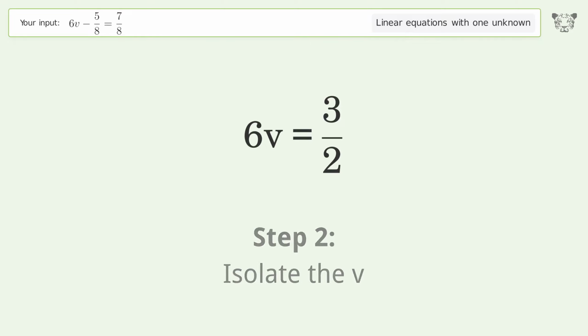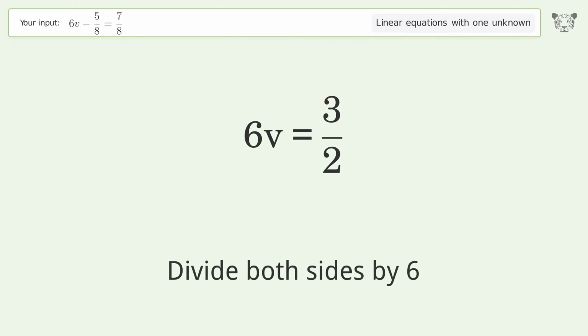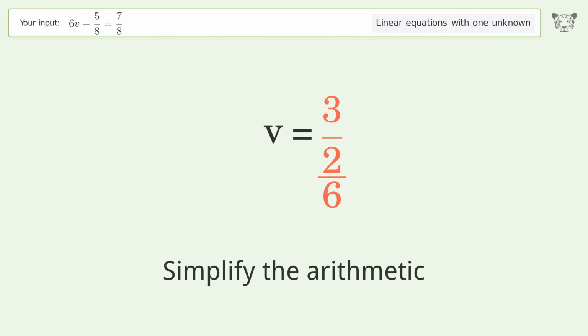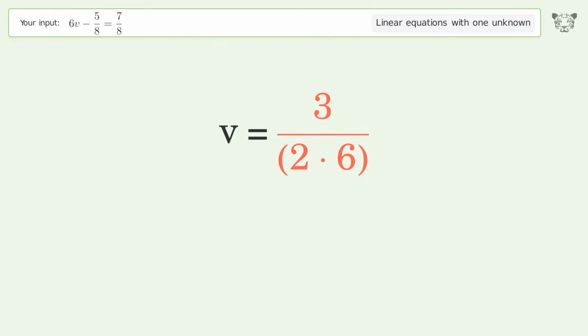Isolate the v. Divide both sides by 6. Simplify the fraction. Simplify the arithmetic. And so the final result is v equals 1 over 4.